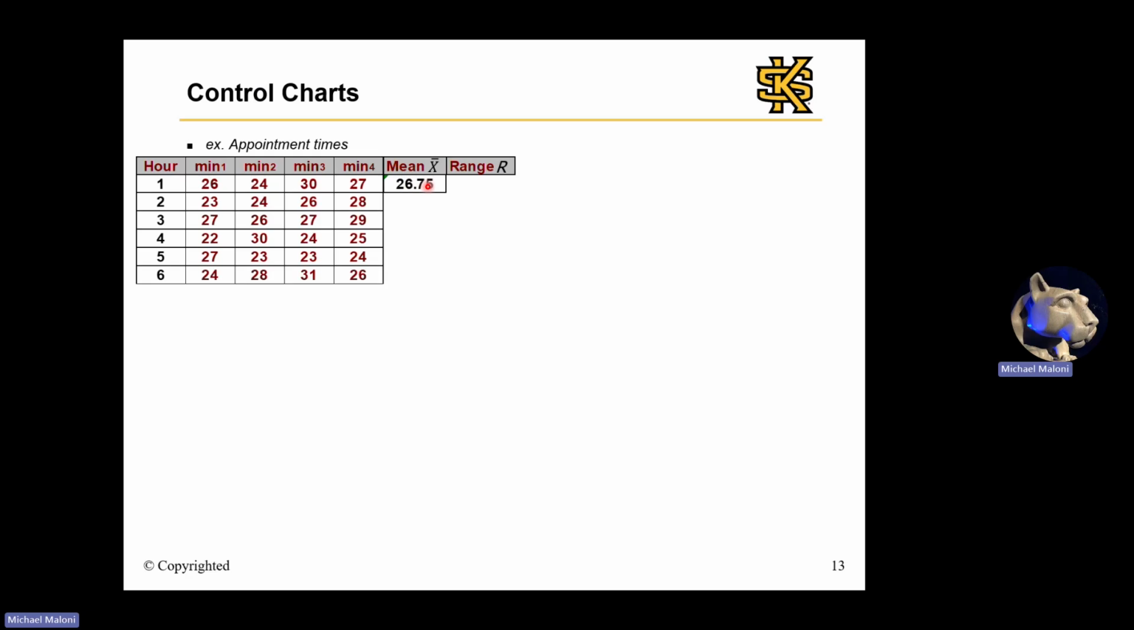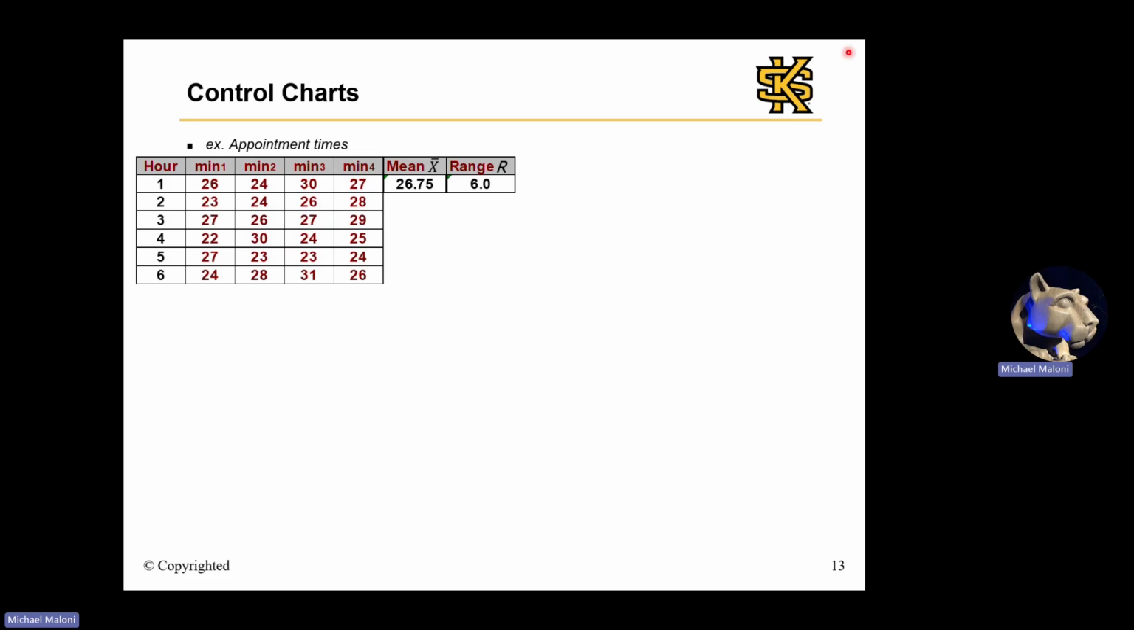And then the range will be the highest value, which looks to be 30, minus the lowest value, which is 24. So R1 is 6. The range for the first hour is 6 minutes.